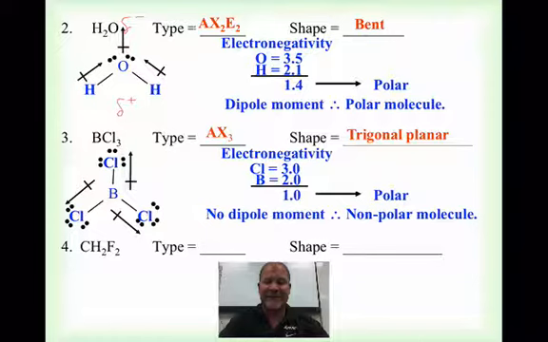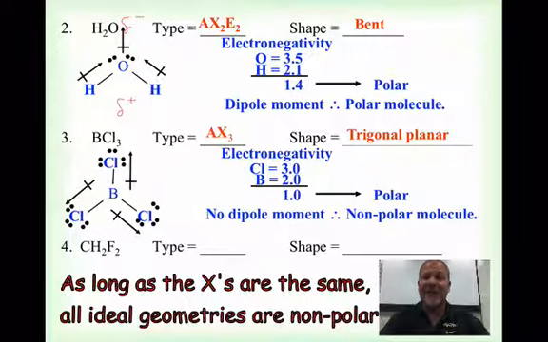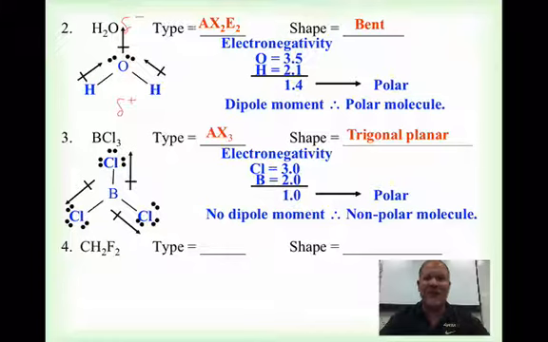Now, that's the key thing. In all ideal geometries, as long as your X's are the same, it will always be nonpolar. Key thing. And also understand that once you have a lone pair somewhere, commonly, it will actually become a polar molecule.